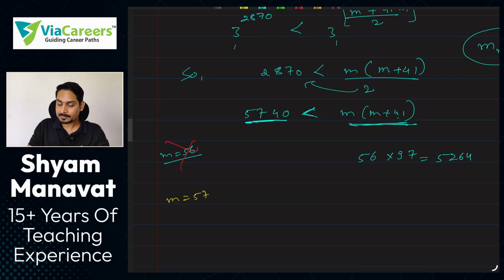Okay. m equal to 57. So if m equal to 57, then it should become what? 57 into 98 obviously. So the product, if you multiply this, should be 5586. Okay, 5586. This is also gone because we need a number which is more than 5740.